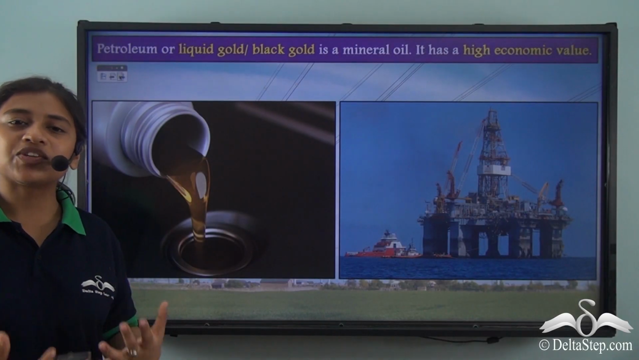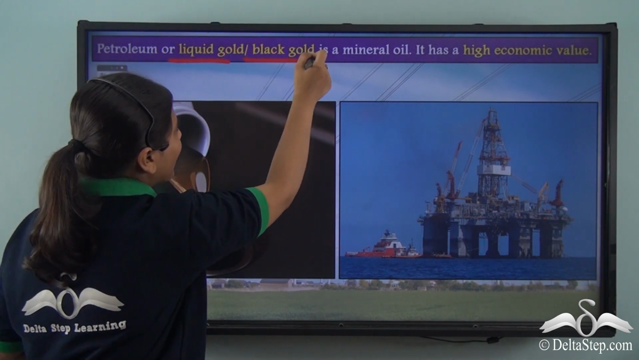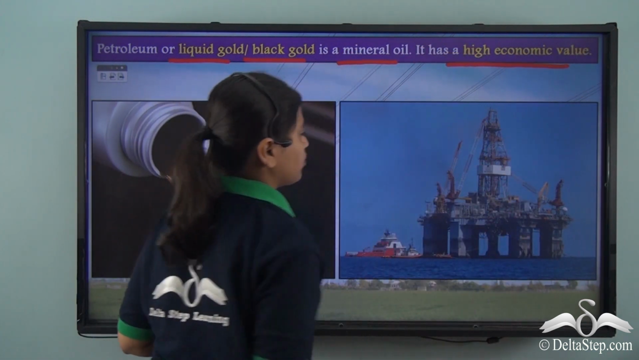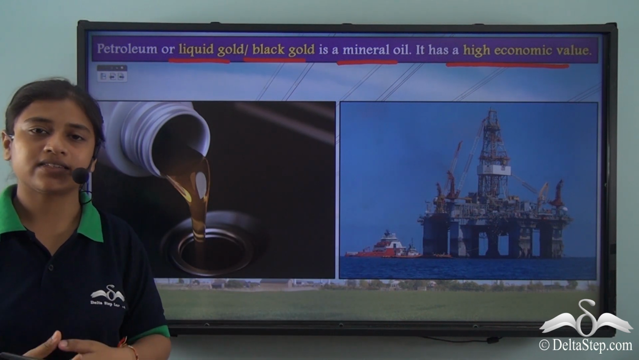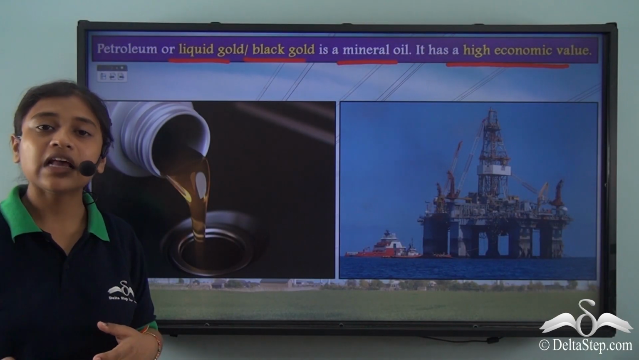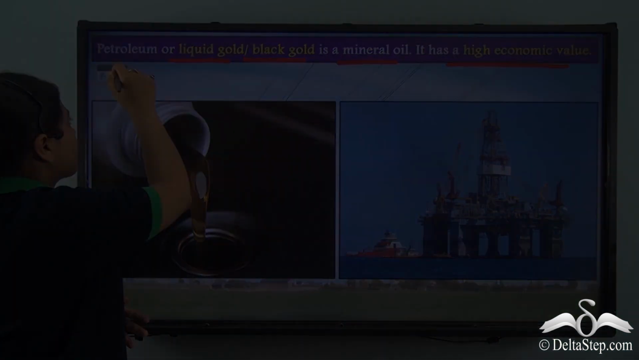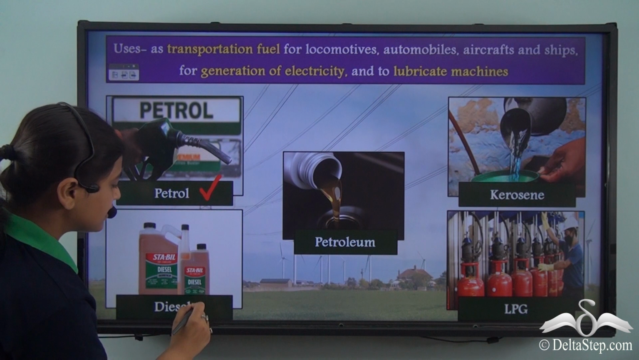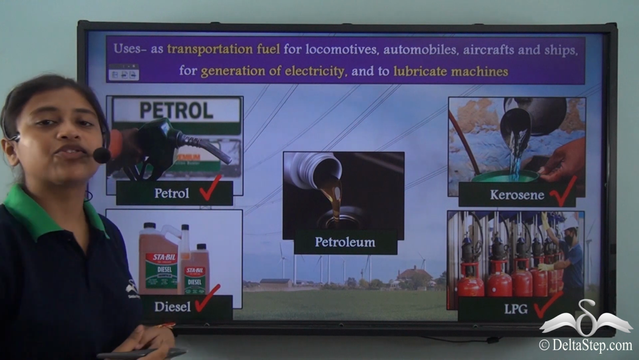So what exactly is petroleum? Petroleum, which is more commonly known as liquid gold or black gold, is a mineral oil, and it has a high economic value. There are various onshore and offshore oil fields that are set up, and the oil is extracted from the Earth's interior, and then sent to oil refineries where it is refined to form different byproducts of petroleum. The different byproducts of petroleum include petrol, diesel, kerosene, and LPG, that is liquefied petroleum gas.